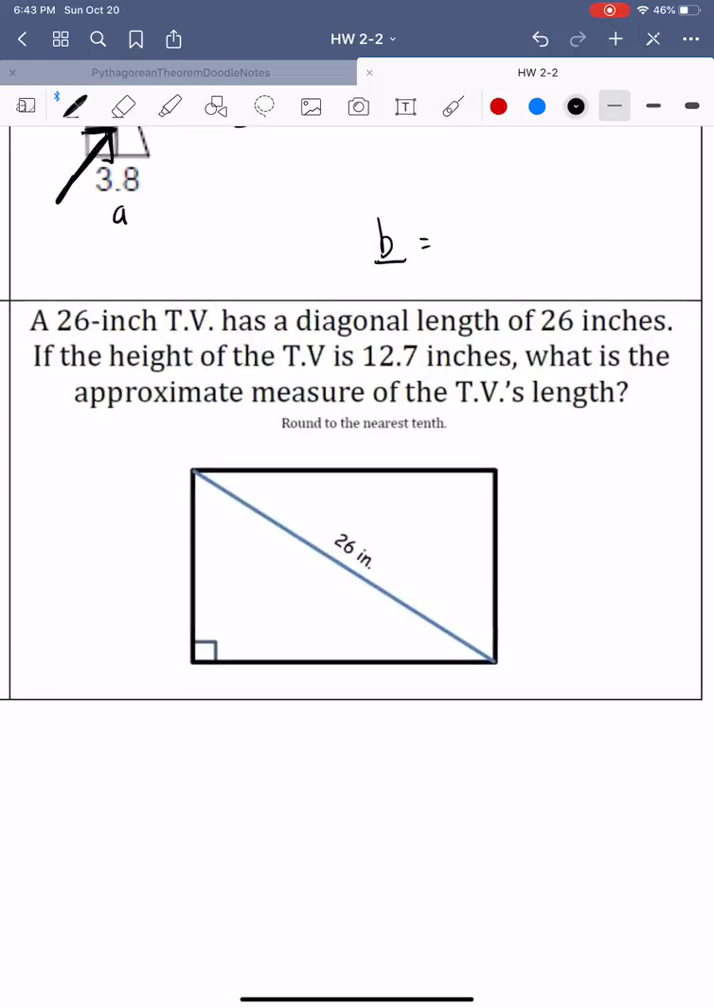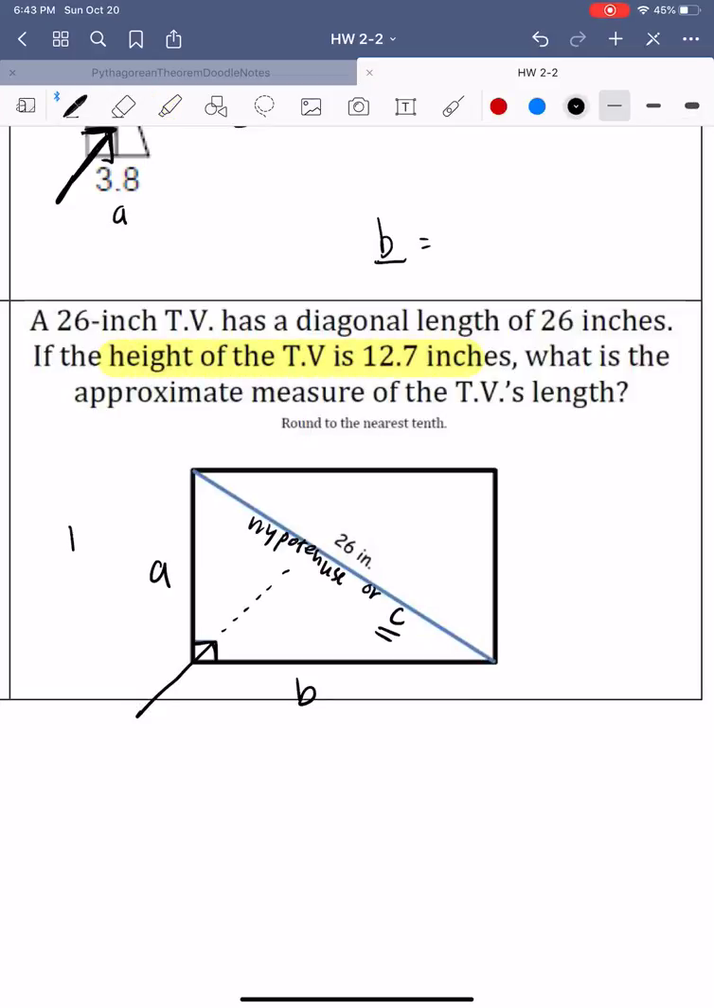So here's another word problem. A 26-inch TV has a diagonal length of 26 inches. If the height of the TV is 12.7 inches, what is the approximate measure of the TV's length? Okay, so we see our right triangle. So this is pointing to the hypotenuse, or C. And we know that these have to represent our other legs, so A and B. They tell us the height of the TV is 12.7 inches.